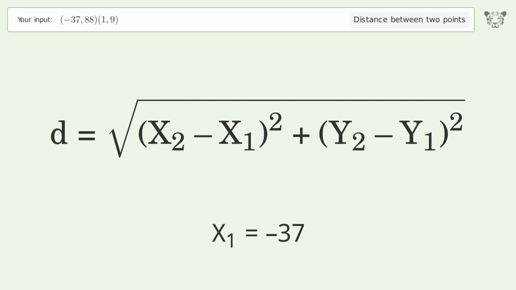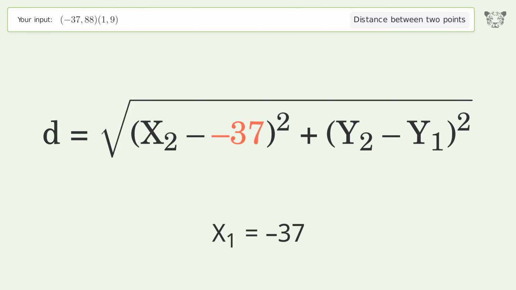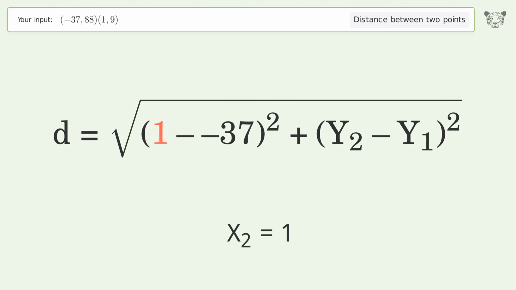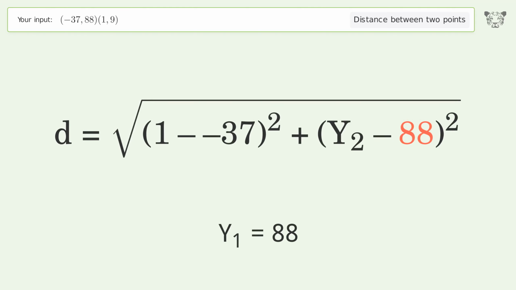x1 equals -37. x2 equals 1. y1 equals 88. y2 equals 9.